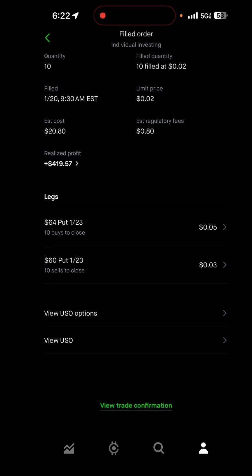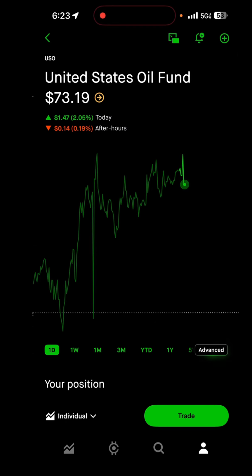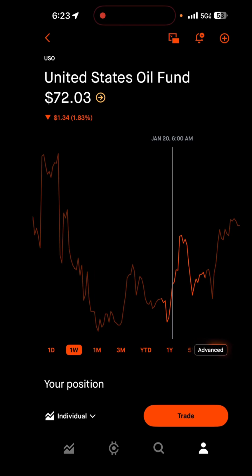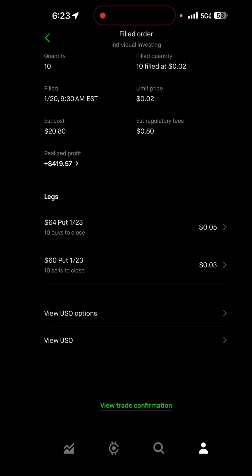So just to let you know where USO was, if we go in here, click View USO, you can see USO opened up around, let's see, you can go from 9 to 10 o'clock yesterday. It was around 72.31 at 9 o'clock. So it had drifted a little bit higher. I think last time we checked in, it was around 70 or 71. Now it's up at 72. So obviously, our position wasn't in trouble, and it was far above the 64 strike price.